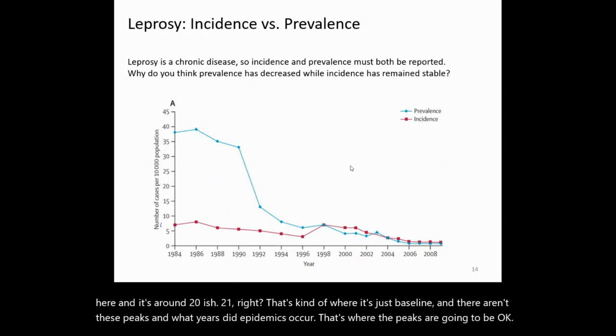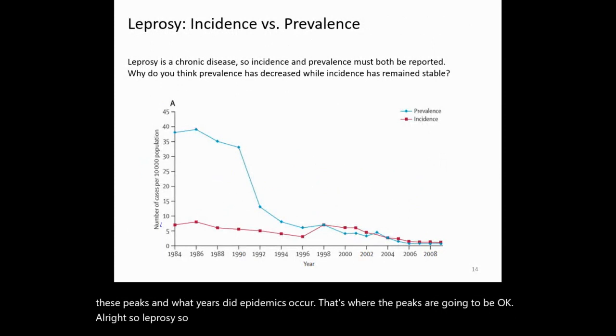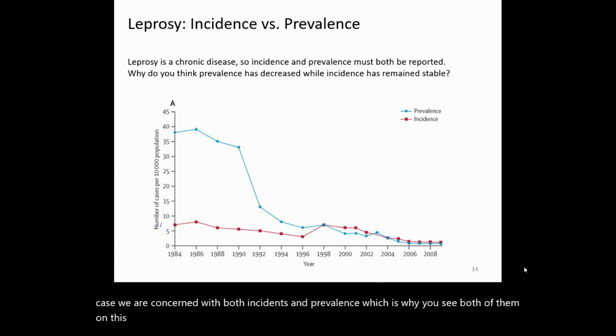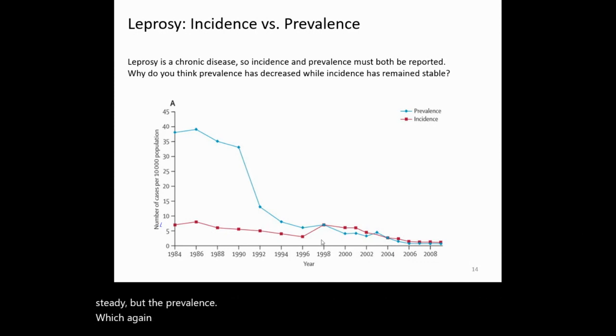All right, so leprosy, so incidence versus prevalence. Leprosy is a chronic disease. So in this case, we are concerned with both incidence and prevalence, which is why you see both of them on this graph, okay? You can see that the incidence level has remained relatively steady, but the prevalence, which again is the total number of cases, is drastically decreasing.